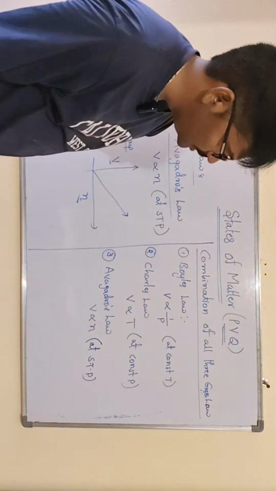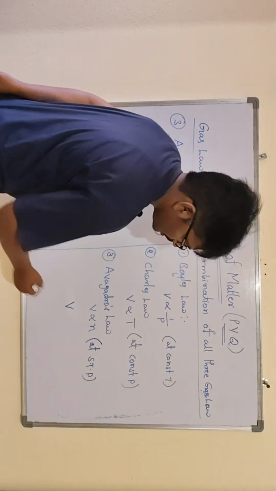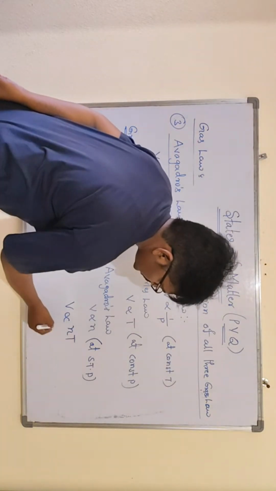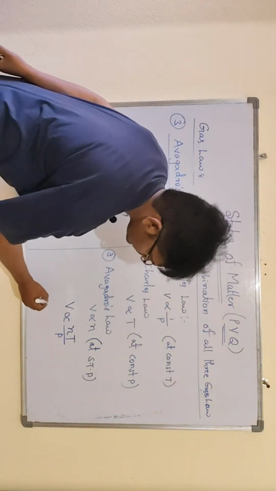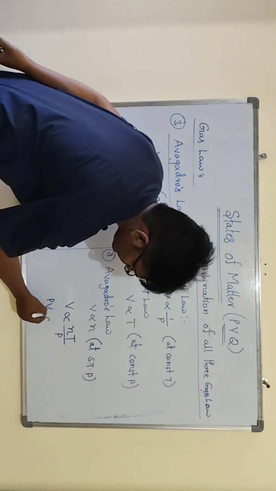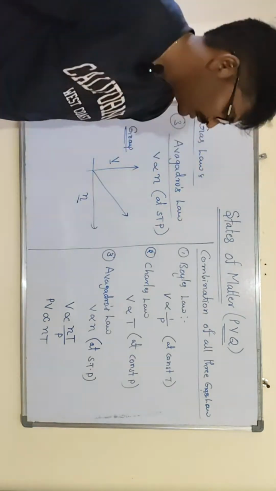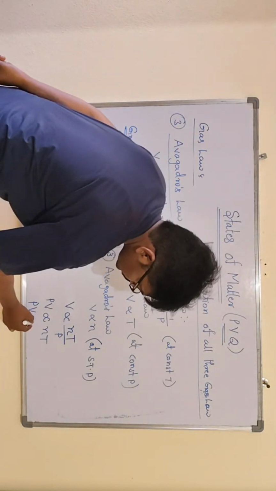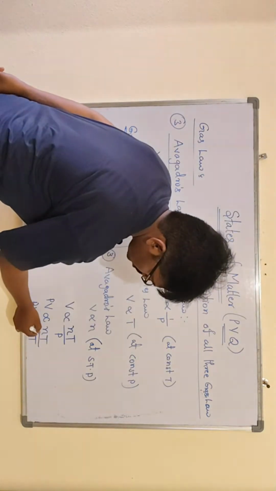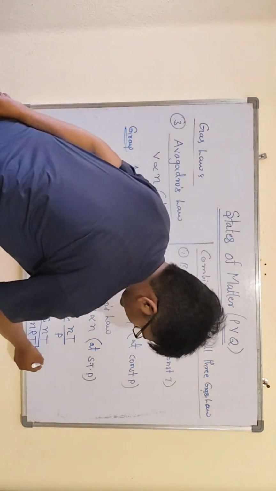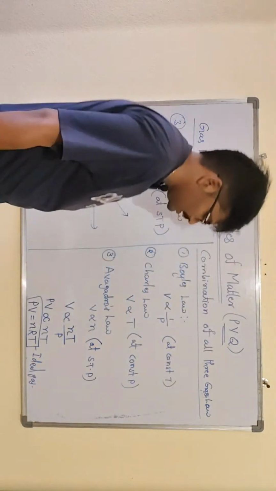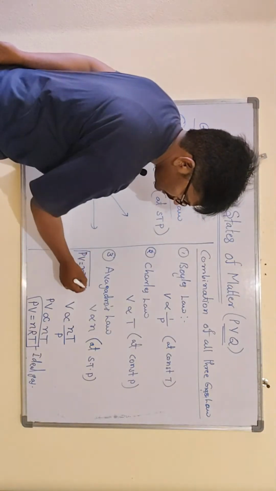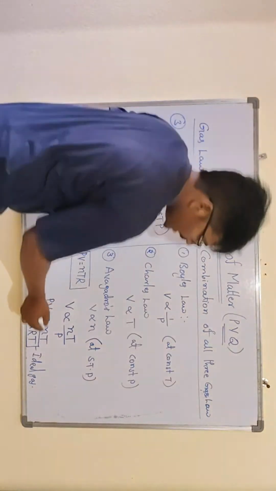By the combination of all these three, volume is proportional to number of moles times temperature divided by pressure. When pressure is sent to this side, PV is directly proportional to n times T. If we remove the proportionality constant, PV equals nRT. This is what we call the ideal gas equation.